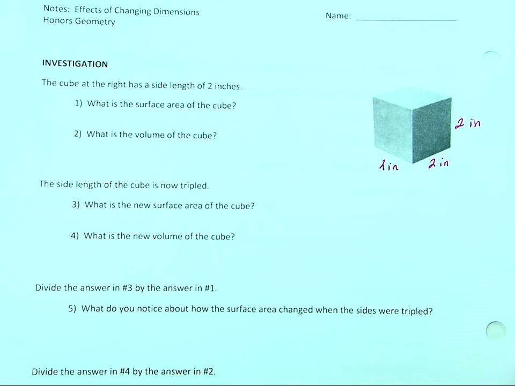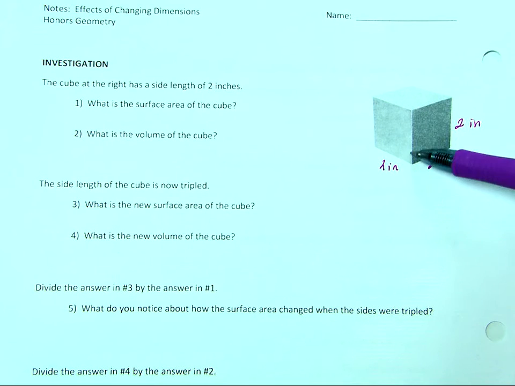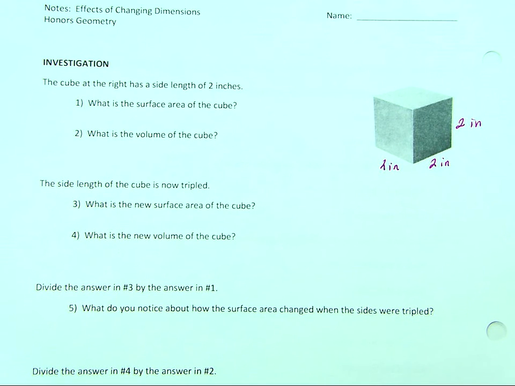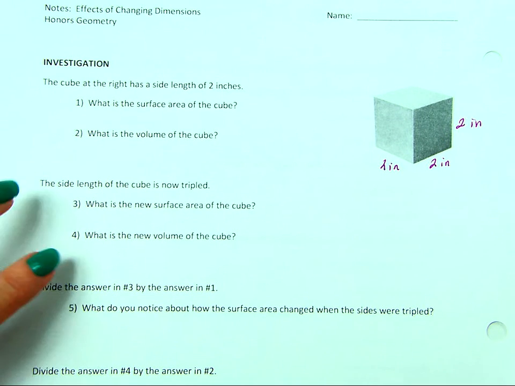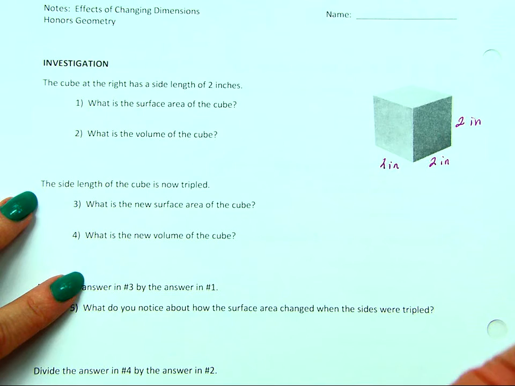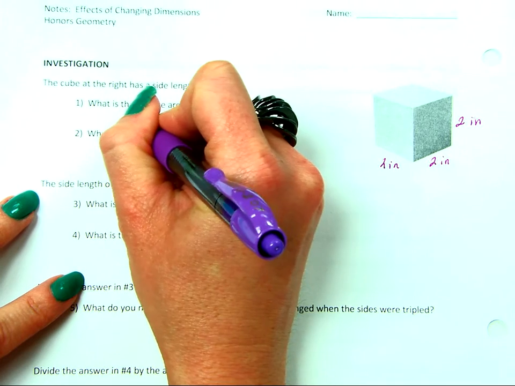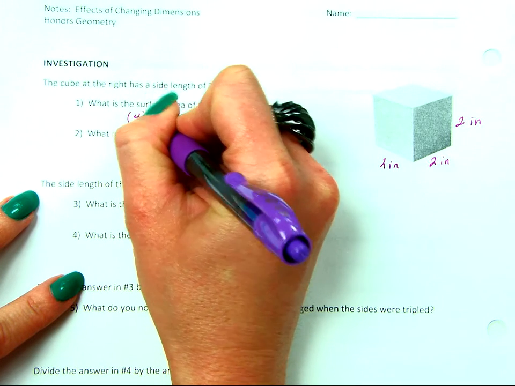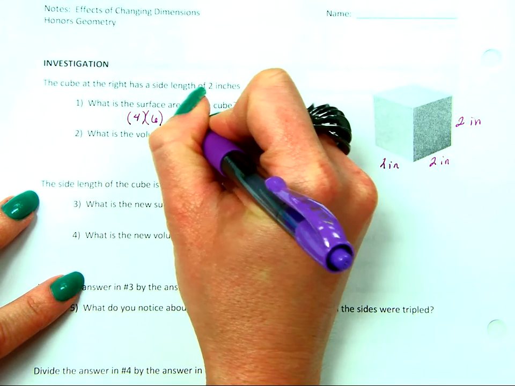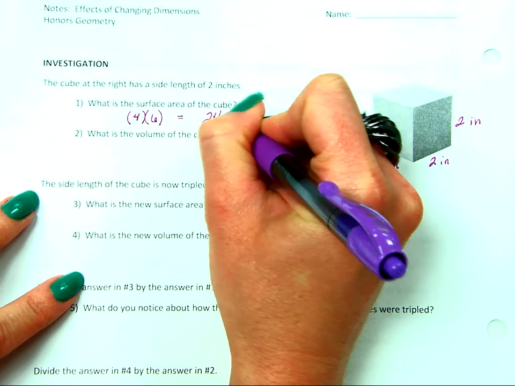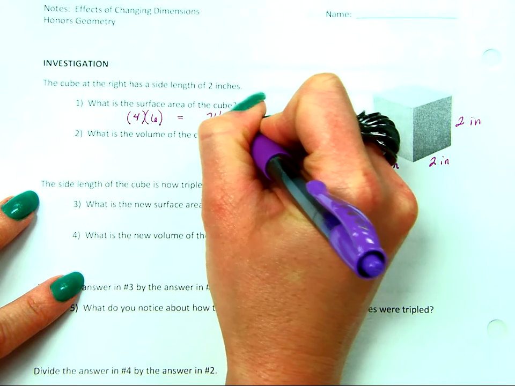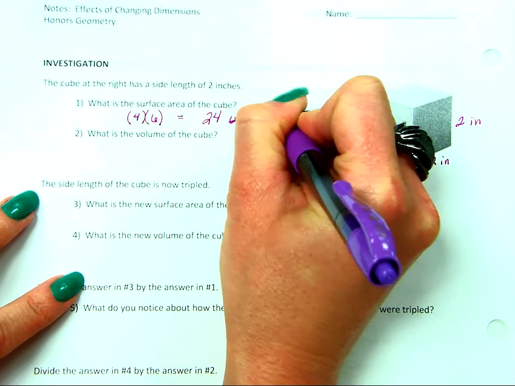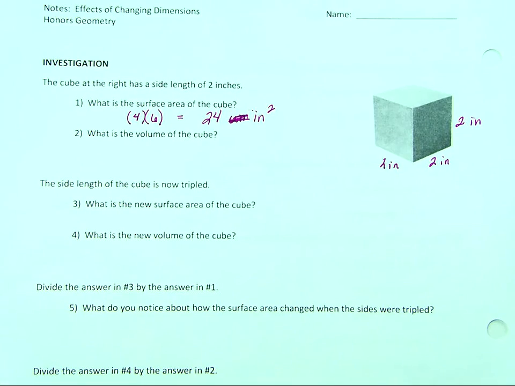What would my surface area be? Well, we know that the face of our cube has an area of 4 square inches, right? How many faces do we have? Well, on a cube there are 6. So 4 square inches, we have 6 faces. This surface area is going to have to be, well, let's call it inches, sorry, 24 square inches.